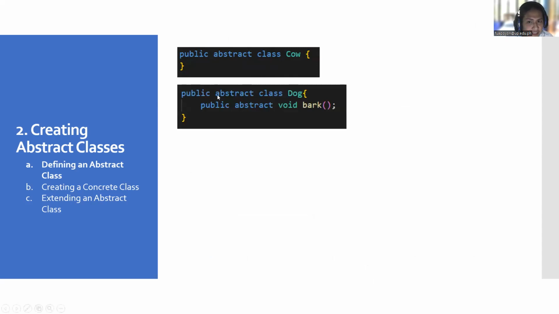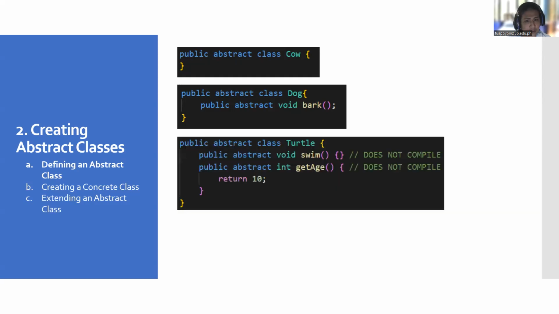Here you have another abstract class dog, which has a public abstract void method bark. So the return type is void. It is labeled with abstract. And in abstract methods, you must end it with a semicolon. So you don't provide a definition or an implementation for it. So here we have the semicolon, properly ended, no implementation here.